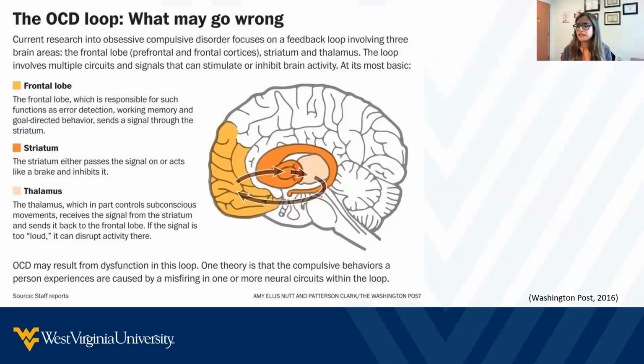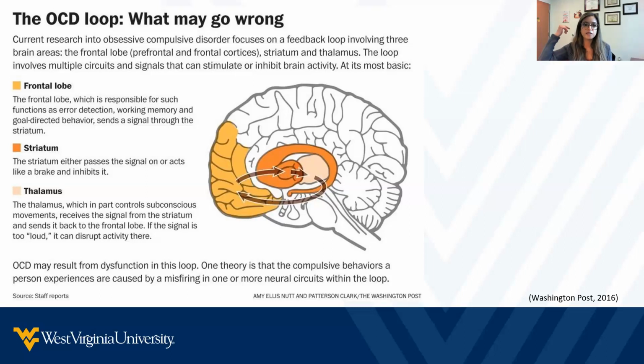Okay, so there are some theories about what could be going on. Some newer research says that there is a feedback loop between your frontal lobe, the area that we just saw with all that activity, the striatum, and the thalamus. In typical individuals, the three parts would communicate. The frontal lobe is the area where you make decisions, and it should alert you when there's an error detection. You should have goal-directed behavior.